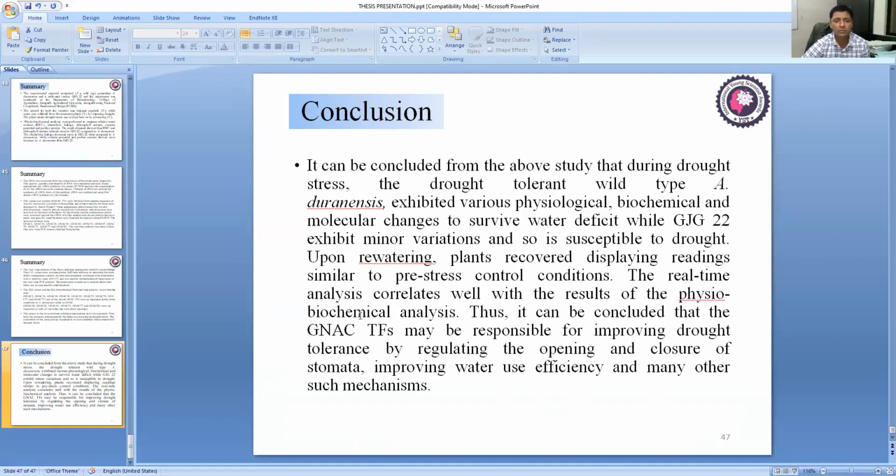I can add to this that upon rewatering, the plants recovered, displaying readings similar to the pre-stress control conditions. The qRT-PCR analysis correlates with the physiological and biochemical data. Apart from this, this gene, having variable C-terminal regions, may be responsible for improving drought tolerance by regulating the opening and closing of the stomata, improving water use efficiency, and many other such mechanisms.